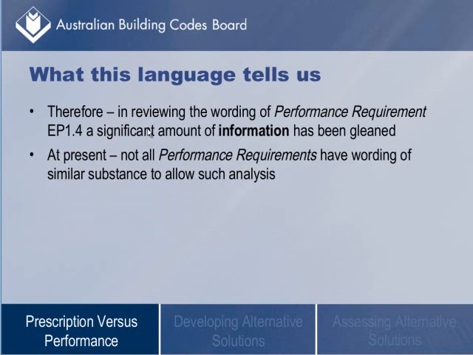Therefore, in reviewing the wording of Performance Requirement EP 1.4, a significant amount of information has been gleaned. At present, not all performance requirements have wording of similar substance to allow such analysis, and I think our ceiling height example may be one that is not quite as well populated with information.